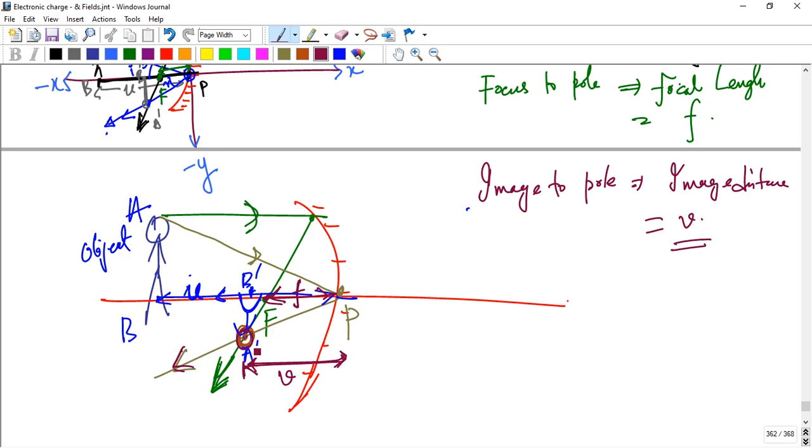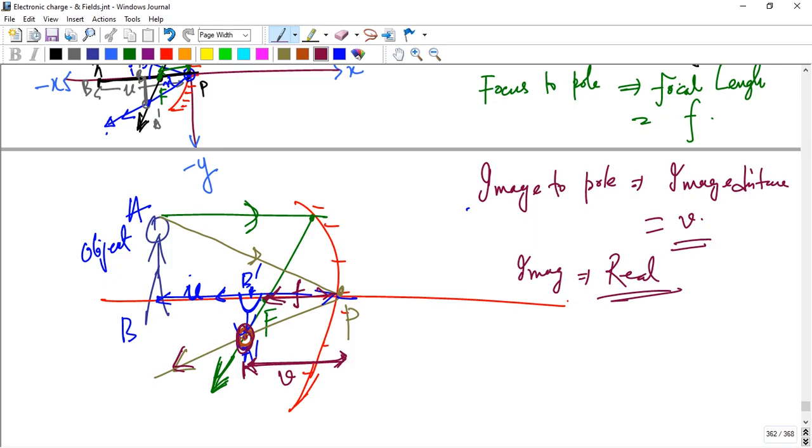Look very carefully: all reflected rays meet at a point, so this image is a real image. This image is a real image because they meet at a point. Again I say that all reflected rays meet at a single point, and that's why the image created at that point is called a real image.